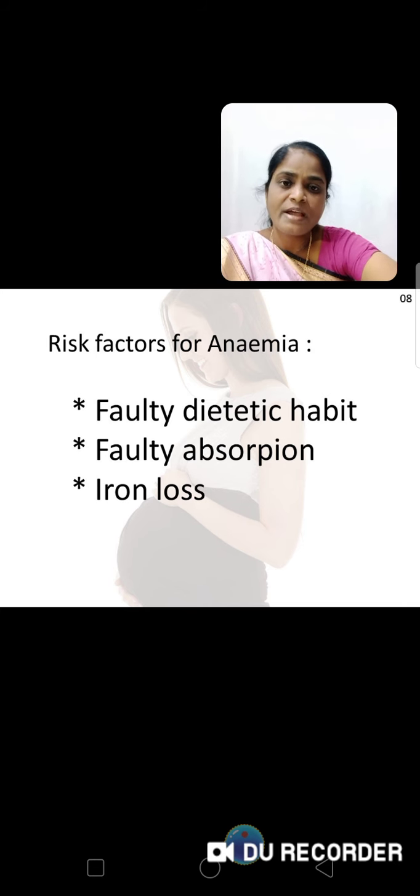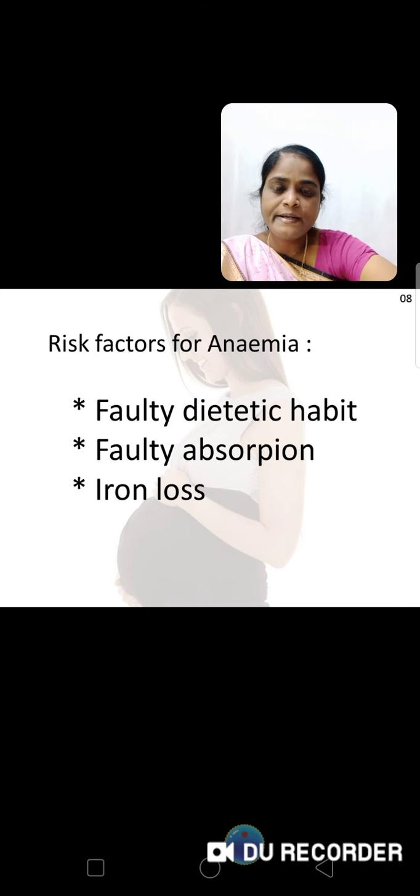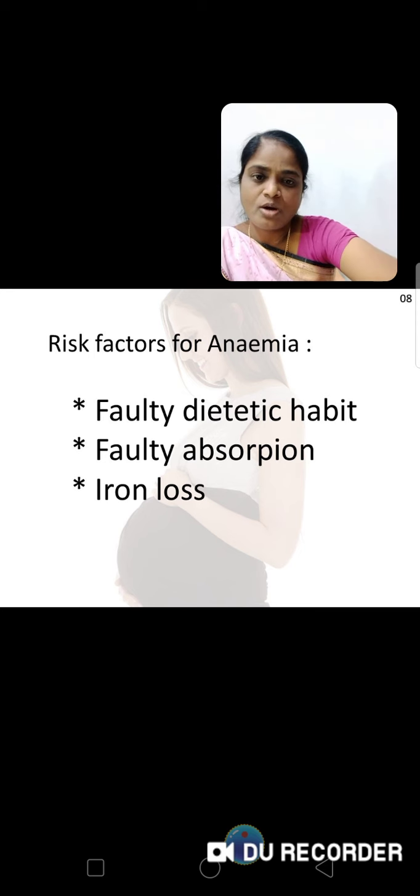And iron loss is also due to vomiting and sweating, and also APH, any history of bleeding piles, and also any infectious disease, hookworm infestations. All these things are risk factors. These are the risk factors for anemia.